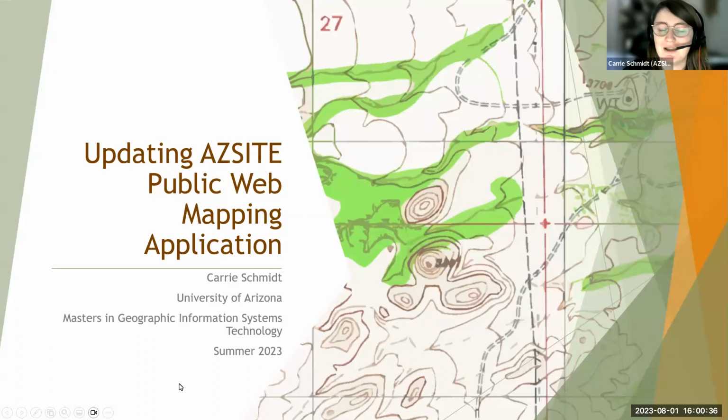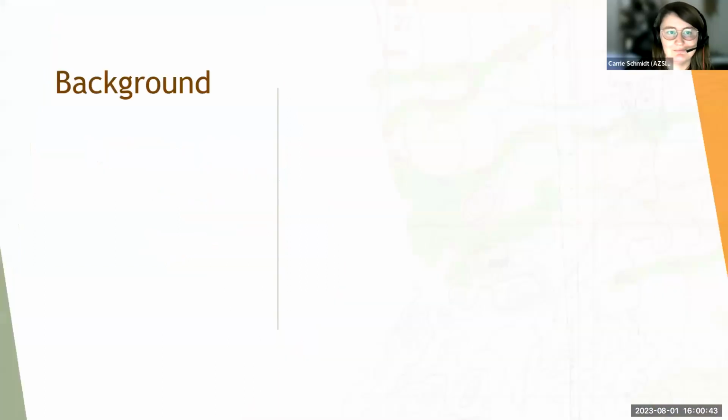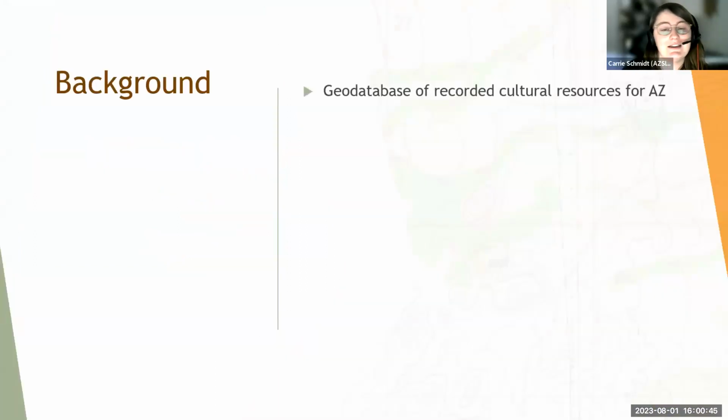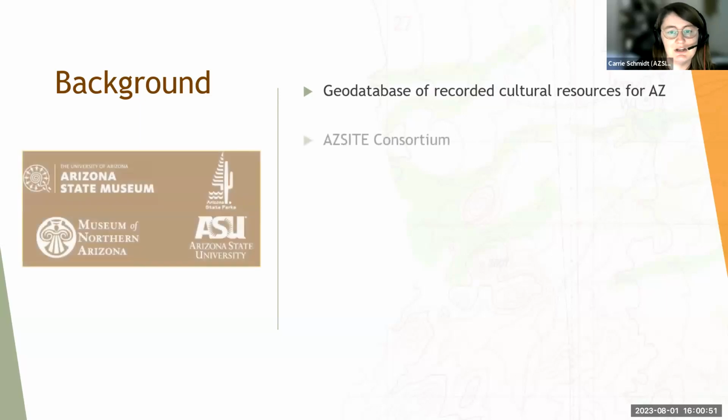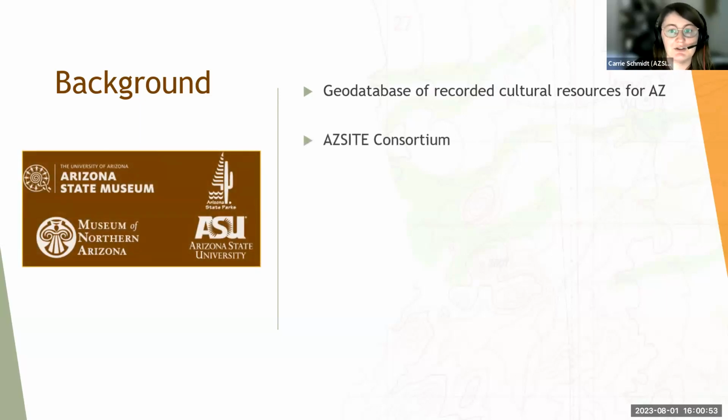Okay. My name is Carrie Schmidt, and today I'll be talking about my project, updating the AsSite public web mapping application. So I'm a GIS technician for AsSite, which is a geodatabase of the recorded cultural resources for the state of Arizona. Our data comes from our consortium members.